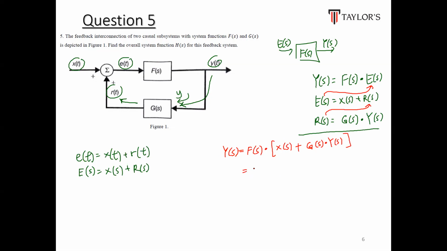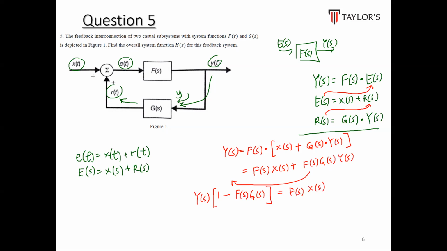If I multiply everything, Fs Xs plus Fs Gs Ys. Then I pull the Ys to the other side. So I get Ys times 1 minus, because this is pulling to the other side, 1 minus Fs Gs equals Fs Xs.